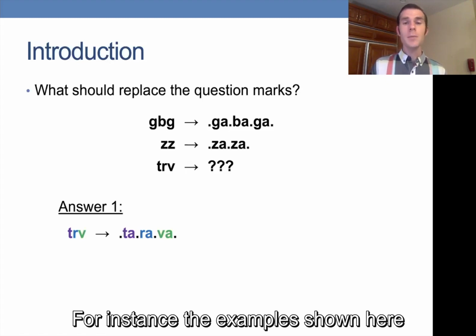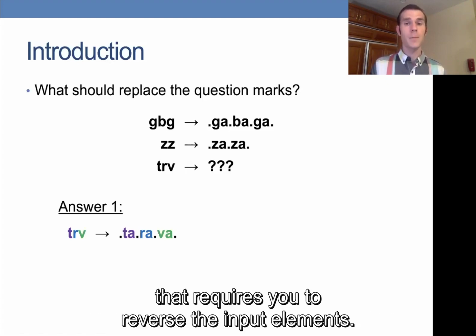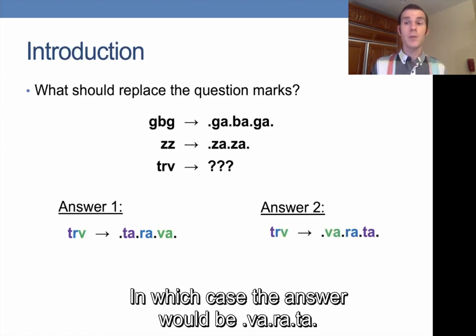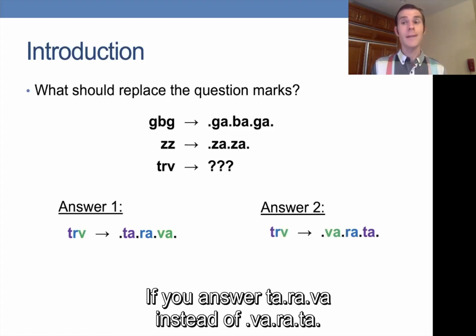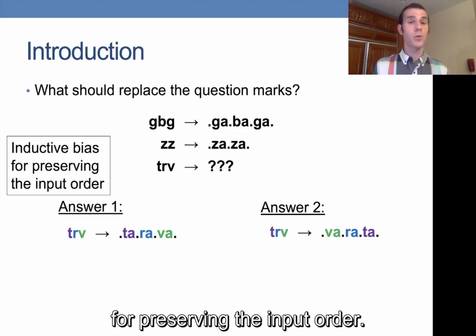For instance, the examples shown here are also consistent with the rule that requires you to reverse the input elements, in which case the answer would be va-ra-ta. If you answer ta-ra-ba instead of va-ra-ta, it suggests that you have an inductive bias for preserving the input order.